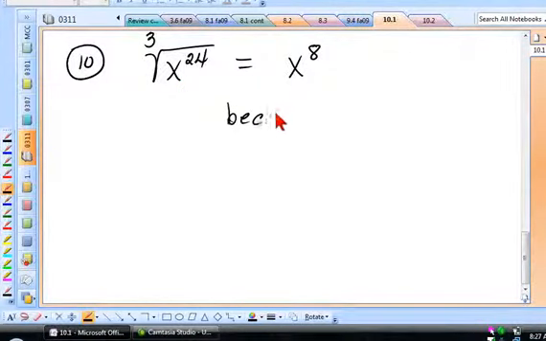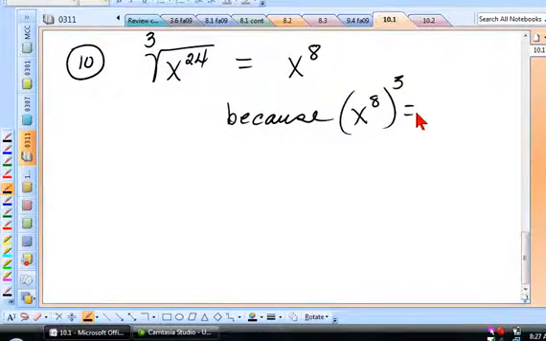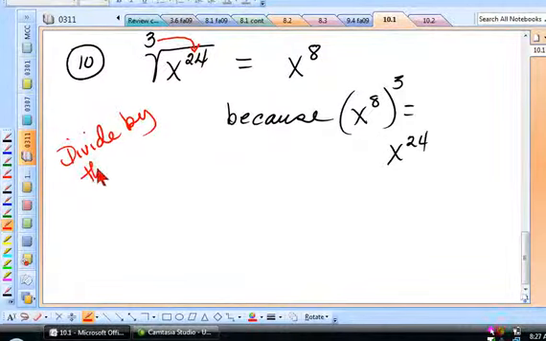The rules are different when you're dealing with exponents as opposed to a rational number. Because x to the 8th cubed, you'd use your power rule, and you would get x to the 24th. All right, would you tell me what is the rule that you should remember when you're taking roots of variables with exponents? Divide by the index. Exactly. Divide by the index. And the only time the index is not written is when it's a square root and it's implied to be 2.